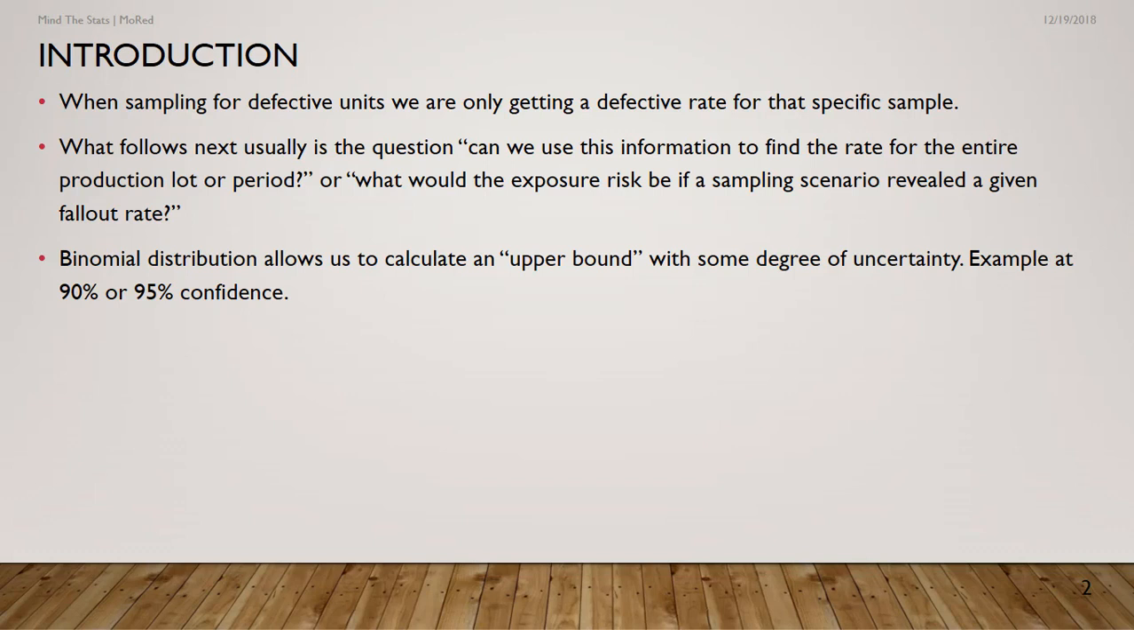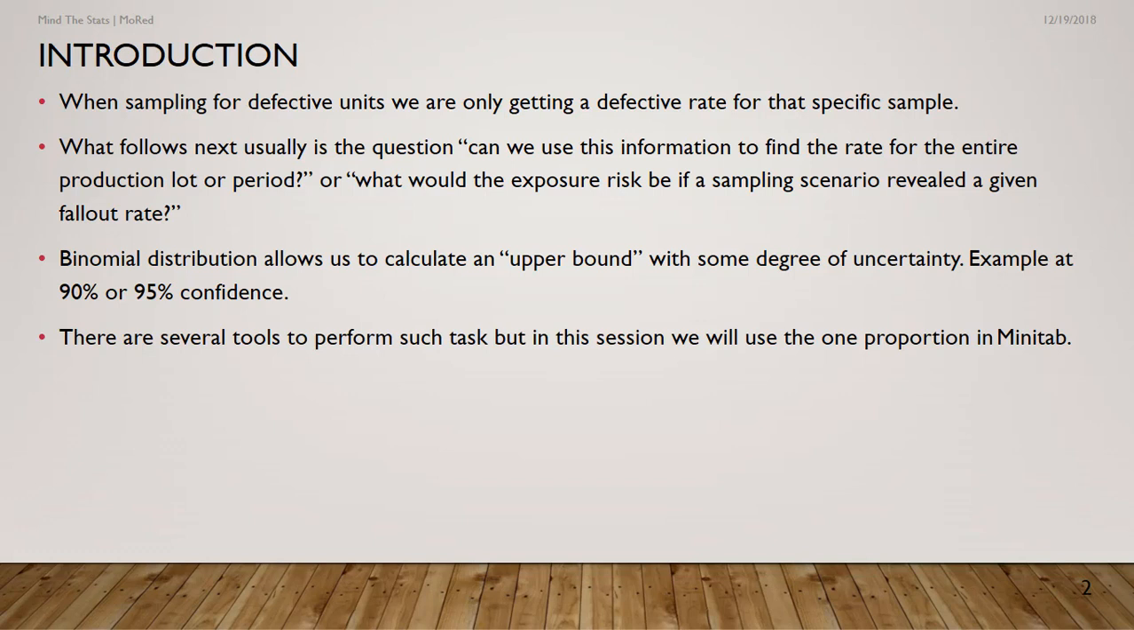We often strive to get the worst case result. We refer to this as the upper bound. There are several tools to perform such tasks, but in this session we'll use the one proportion in Minitab.